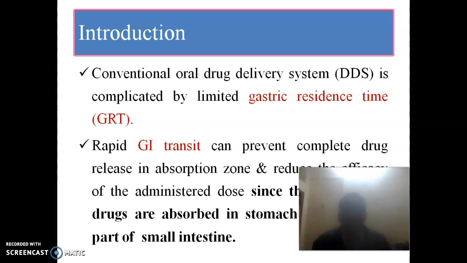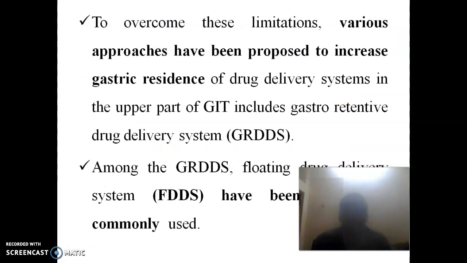Second point is important, since the majority of drugs are absorbed in the stomach or the upper part of the small intestine. Because of this, we have to retain our dosage form in the stomach region. These are the two important considerations while designing the gastro-retentive dosage form. So various approaches have been proposed to increase gastric residence, which we are going to discuss in further slides. But here you might have heard the term floating tablet. Floating means what? We are floating our tablet or our dosage form in the gastric fluid. So that is called floating drug delivery.